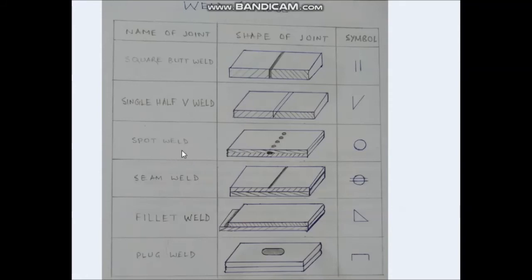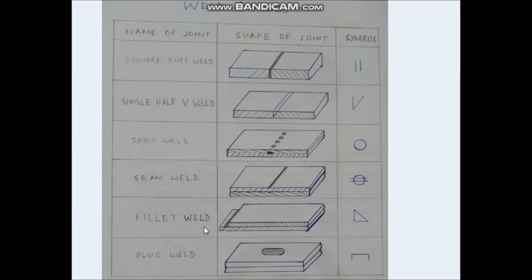Next is spot weld. For spot weld, you see plate number 1 and plate number 2 overlapping each other. Then the spot weld is done in the middle. A circular spot is made on the upper surface, and this is the symbol, just a circle, of the spot weld. And this is seam weld. Spot weld and seam weld are similar. For the seam weld, continuous welding is done on the upper sheet, and this is the symbol of seam weld.